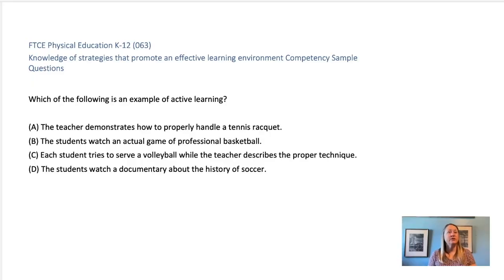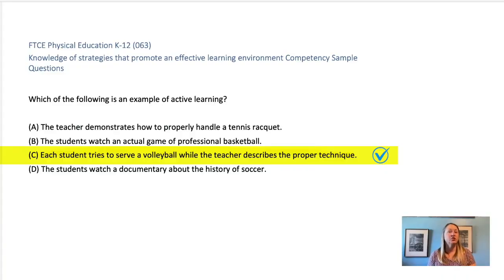A. the teacher demonstrates how to handle a tennis racket is incorrect. That's a teacher-led demo. B. students watch a professional basketball game. That is incorrect. That's passive observation, not active learning. D. students watch a soccer documentary. This is incorrect. This is informational, but still passive. The correct answer is C. Each student tries to serve a volleyball while the teacher describes the proper technique.